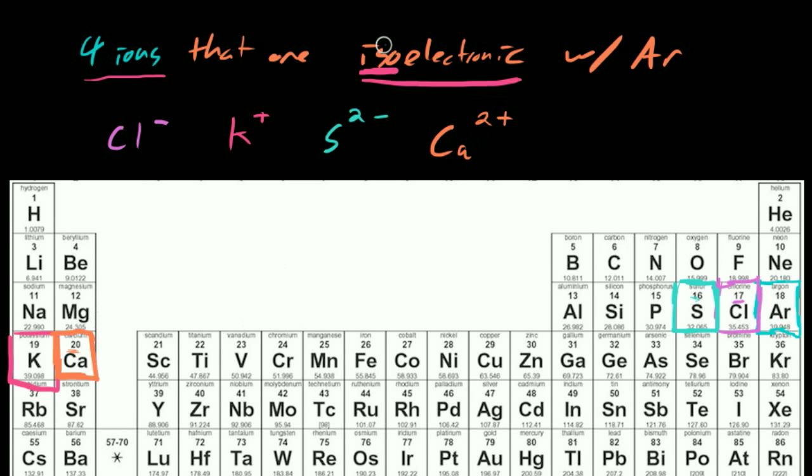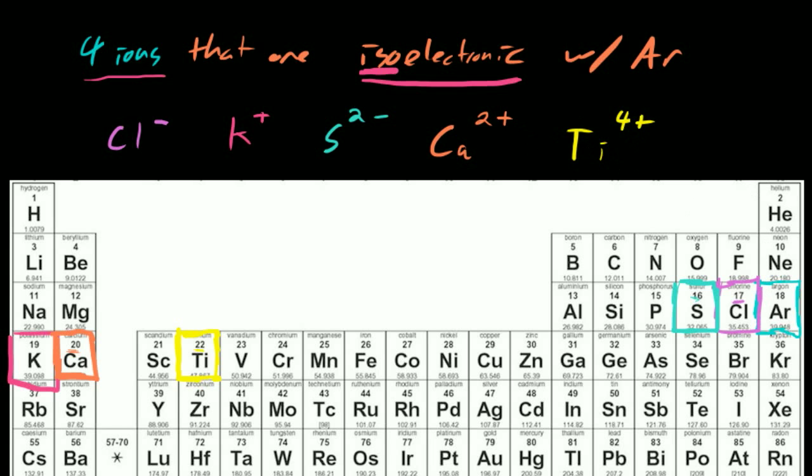I know we only asked for 4, but let's just do one more, and let's do a weird one. Let's do one from the transition metal block. Let's take titanium. Titanium has 22 electrons in its neutral state because it has 22 protons. So how many would it have to lose to have the same number of electrons as argon? Well, it would have to lose 4 of them. So the titanium cation would be the Ti4+ cation, and that would have the same number of electrons as argon.